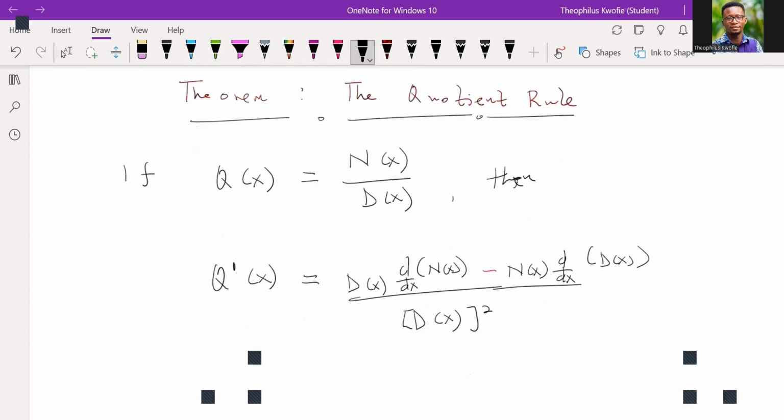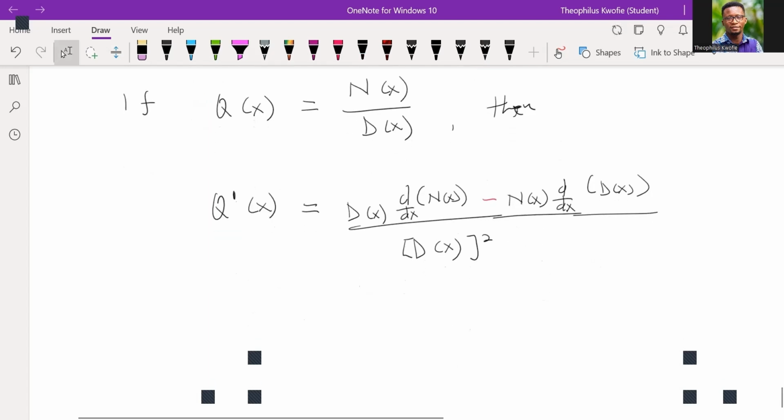The first thing we do is square the denominator, D of x, then we cover it in the numerator. Then we multiply it by the derivative of the numerator. Since we are talking about the quotient, you bring the subtraction. Then remember, the first time D was covered, now it has to be uncovered, and by uncovering it, we differentiate it. Is that okay? Good.